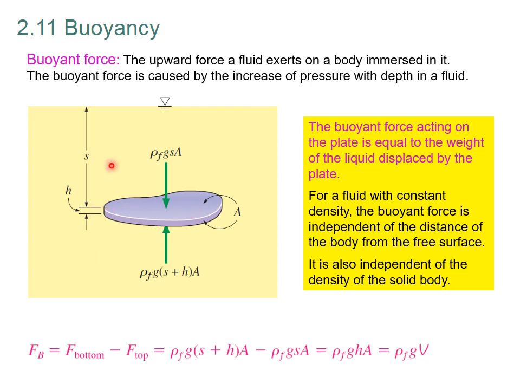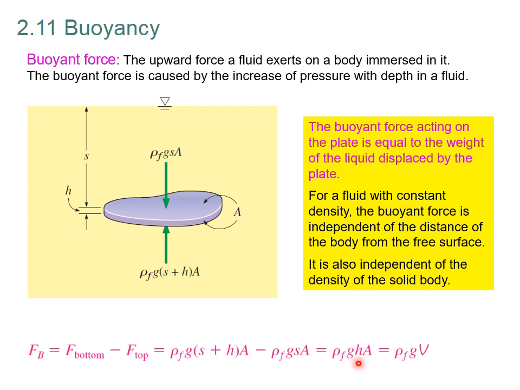So let's imagine the object is placed at a depth of S and it has a thickness of H. So the pressure on top of the object is going to be rho G times S times the area of the top. The pressure on the bottom is going to be greater. It's going to be greater by a factor of H, the thickness of the object. So if you calculate the net force on the object, it's going to be the force on the bottom minus the force on the top. So if you subtract those, what you end up with is the density of fluid times G times H times A. But what is this?